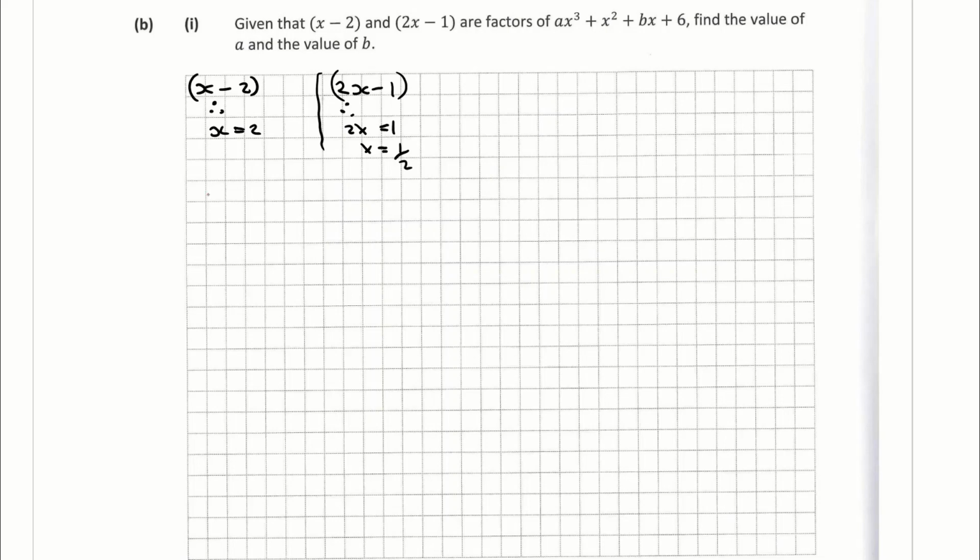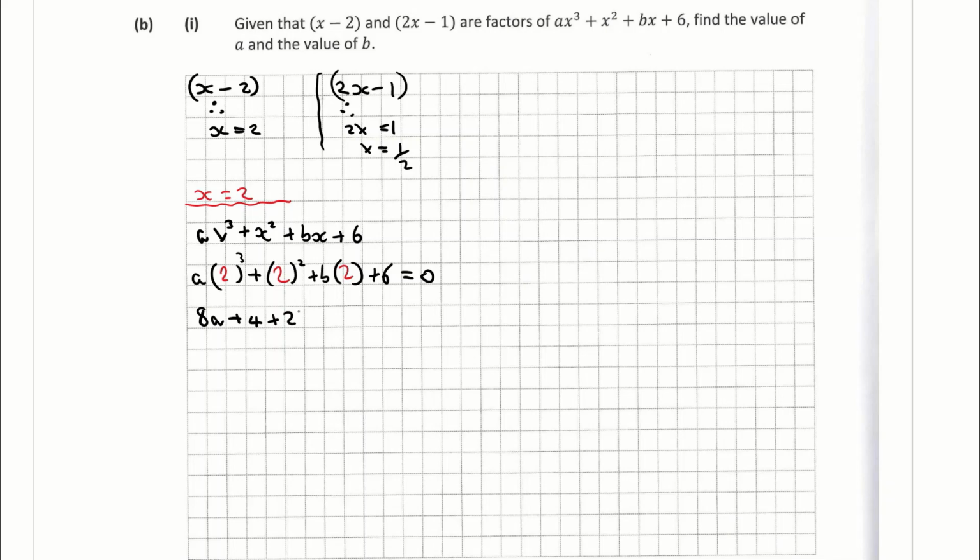So I'm basically going to do it out twice. I'm going to take my value for x as equal to 2 and substitute it into my cubic equation. Let's write down our cubic equation and sub in 2 for x. It must equal 0 because it must satisfy. So I'm subbing in 2, 2 and 2, and that is ax cubed. 2 cubed is 8, so that becomes 8a. 2 squared is 4, 2 times b is 2b, plus 6 is equal to 0. That gives me 8a plus 10 plus 2b is equal to 0.